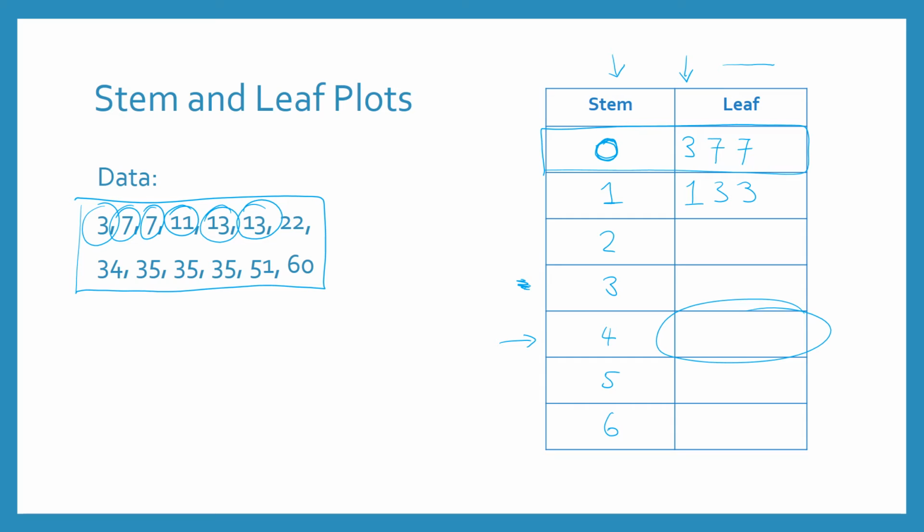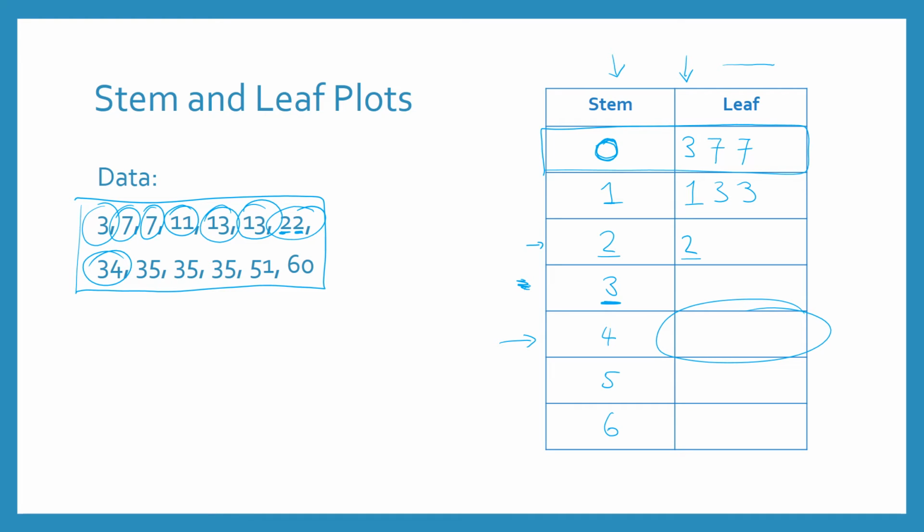Okay, so up to 22. So 22, we're going to work out what the stem is and the leaf. The stem is the first 2, the leaf is the second 2. So we put a 2 in this column here. The stem is 2, the leaf is 2. We've done that one. We go to 34. So finish with the 2 stem, we're going down to this one.